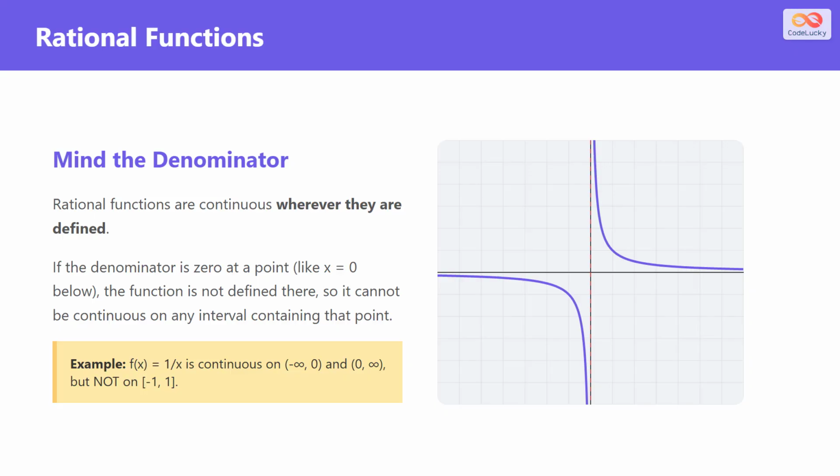Rational functions are a bit different. They are continuous everywhere in their domain. However, their domain often excludes points where the denominator is 0. So, a rational function like 1 over x is continuous on the interval 0 to infinity, but it is not continuous on any interval that includes the number 0.